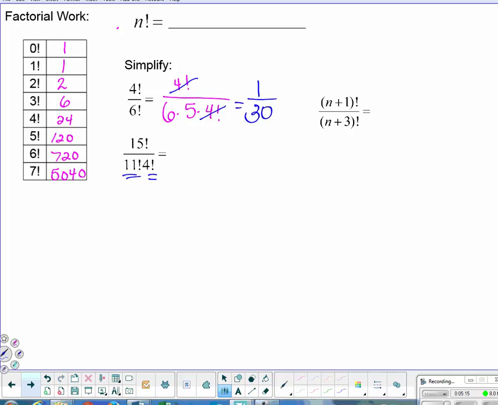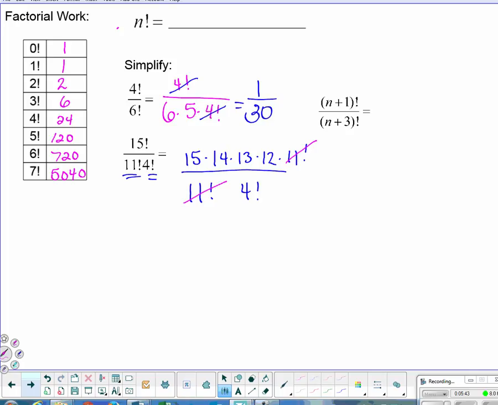15 factorial, that's a big number. But 11 factorial and 4 factorial, I think will be nice. So let's just leave those. I can see a 15 factorial being a 15 times a 14 times a 13 times a 12 times 11, 9, 8, 7, 6, 5, 4, 3, 2, 1. But that can be expressed as an 11 factorial. And if we do that, 11 factorial cancels with 11 factorial. All right. Is there more work that can be done?